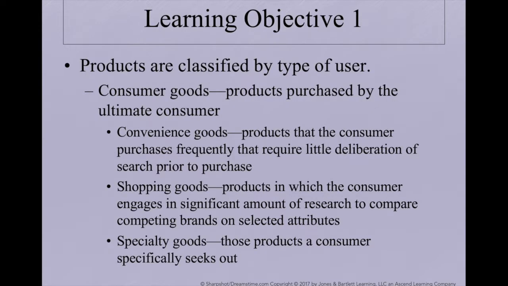Products are classified by type of user. Consumer goods fall into 3 categories: convenience goods, which are products that the consumer purchases frequently that require little deliberation or search prior to the purchase; shopping goods, products in which the consumer engages in a significant amount of research to compare competing brands on selected attributes; and specialty goods, those products a consumer specifically seeks out.